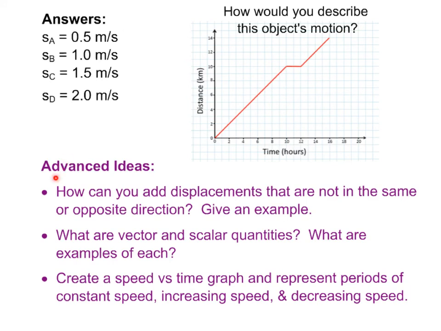Here are some advanced ideas. Read these through on your own. How can you add up displacements that are not in the same or opposite direction? Give us some examples. Look back at your math. What are vector and scalar quantities? I'm not requiring that you understand these, but what are they? What are some examples of each of those?